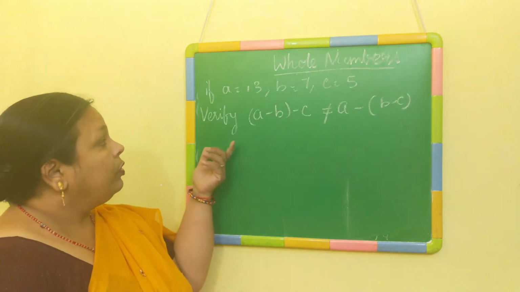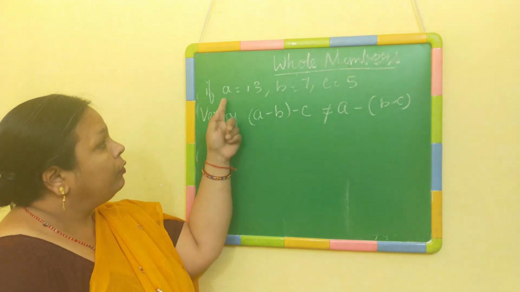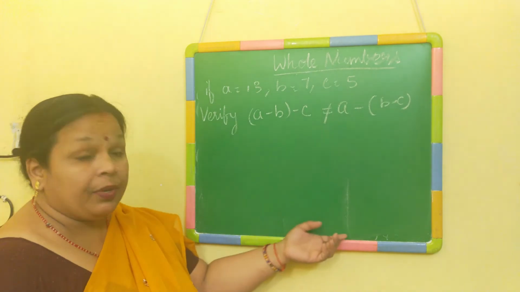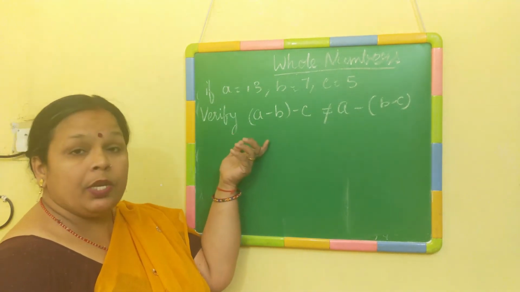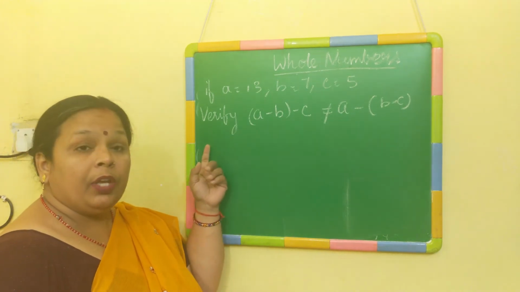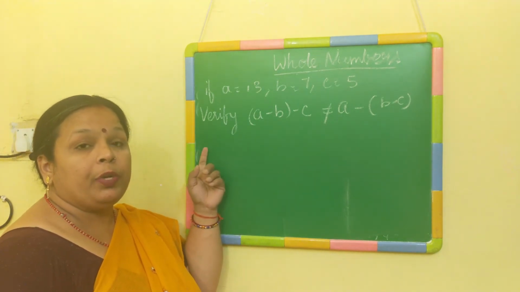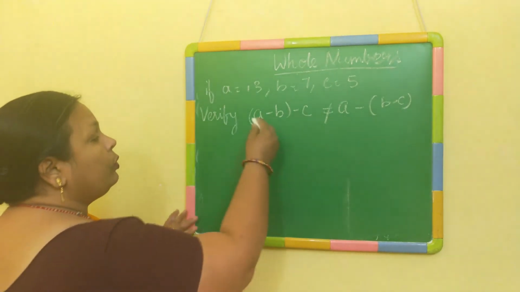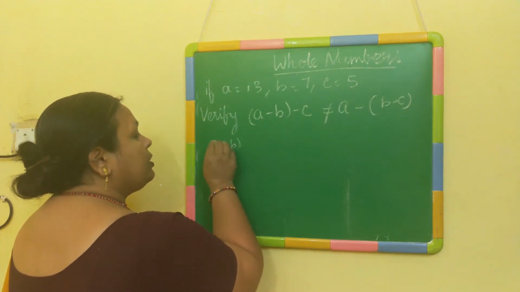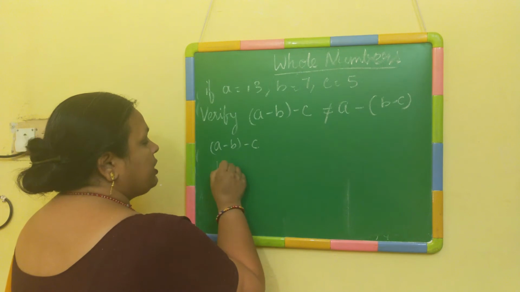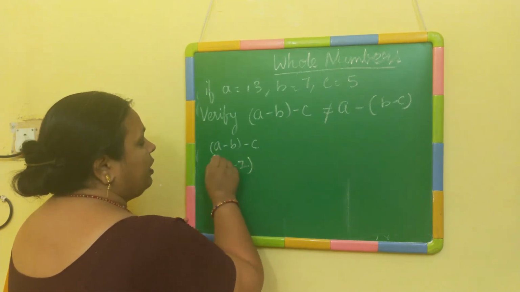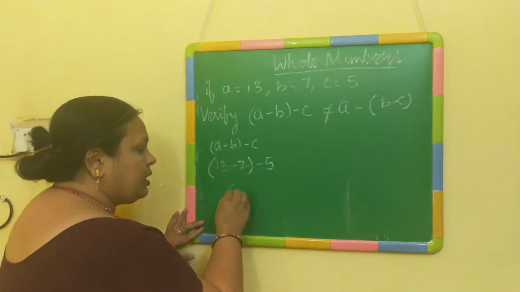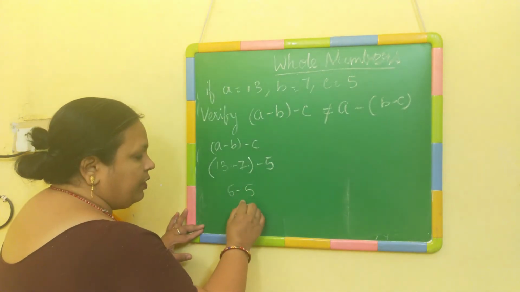Now, we need to verify for a equals 13, b equals 7 and c equals 5. We are proving in short that associative property is not true for whole numbers under subtraction. So, how to do this? If we find the value of a minus b minus c, that is, 13 minus 7 minus 5, 13 minus 7 is 6 and 6 minus 5 is 1.